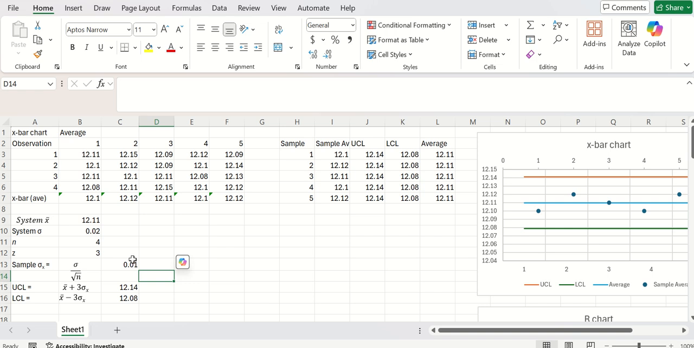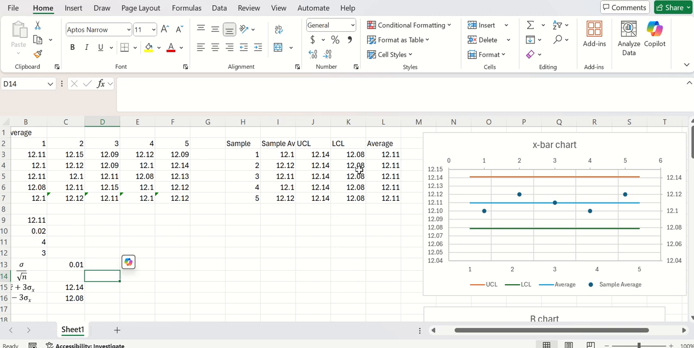So we have the data here now to come over and fill in an X-bar chart. I have moved over and put in our 5 samples. You can see from the 5 samples that the sample average is from that day. So 12.1 was day 1, 12.12 is day 2, you get it.